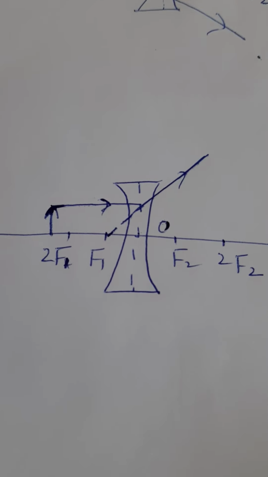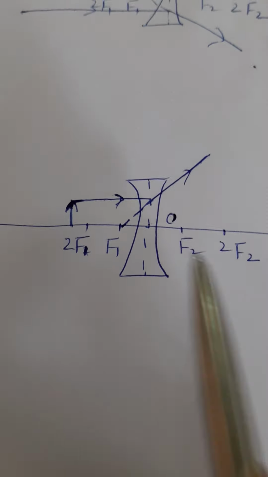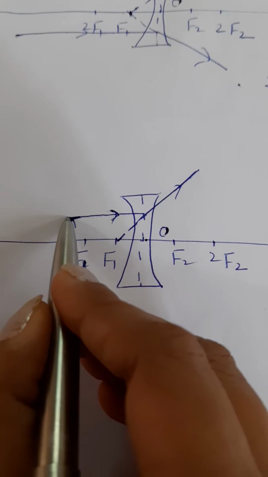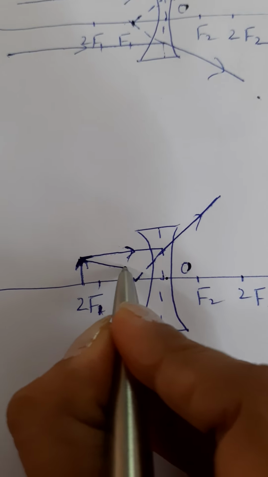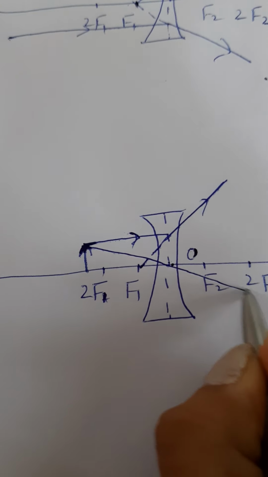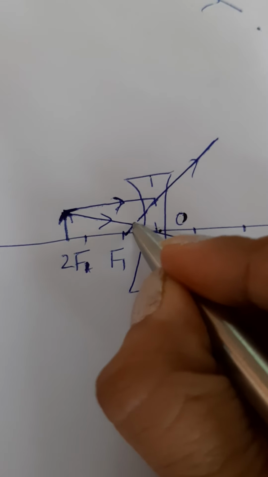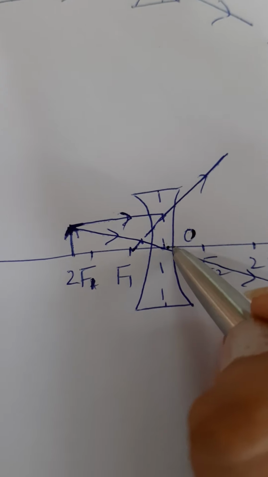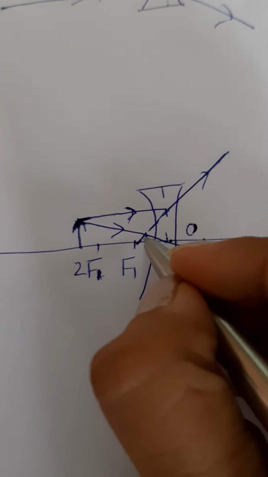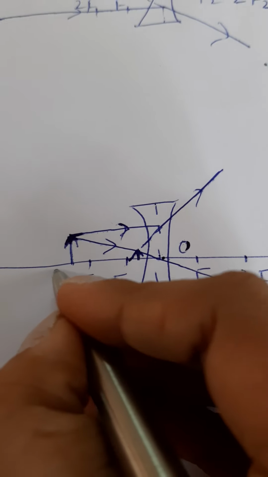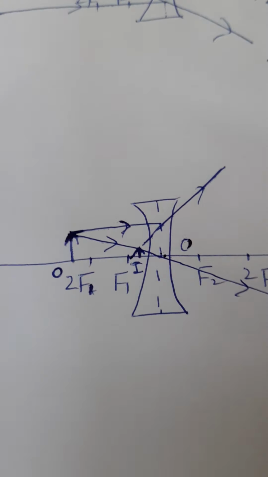One more, the rule is if a ray is passing through the optical center, it will remain undeviated. So you draw one more. Wait, let me draw this one. This entire ray is real. So where are they meeting here? One virtual ray, one real. So we will consider the image is virtual. Here the image will form, this one. It is the object and it is the image.